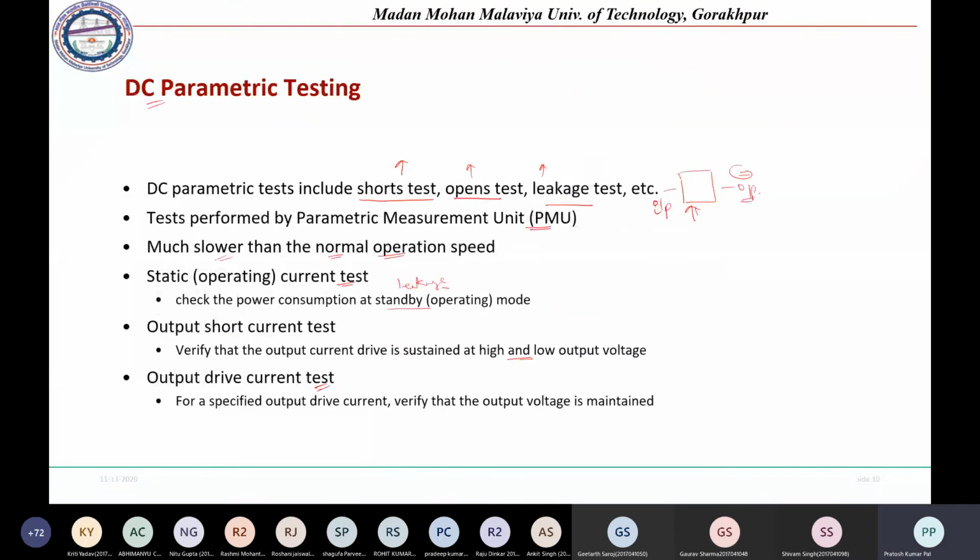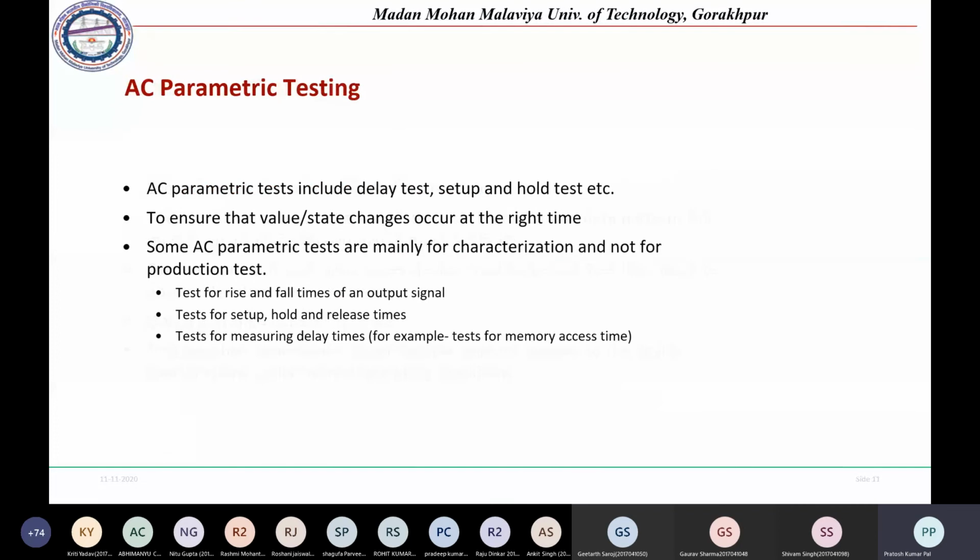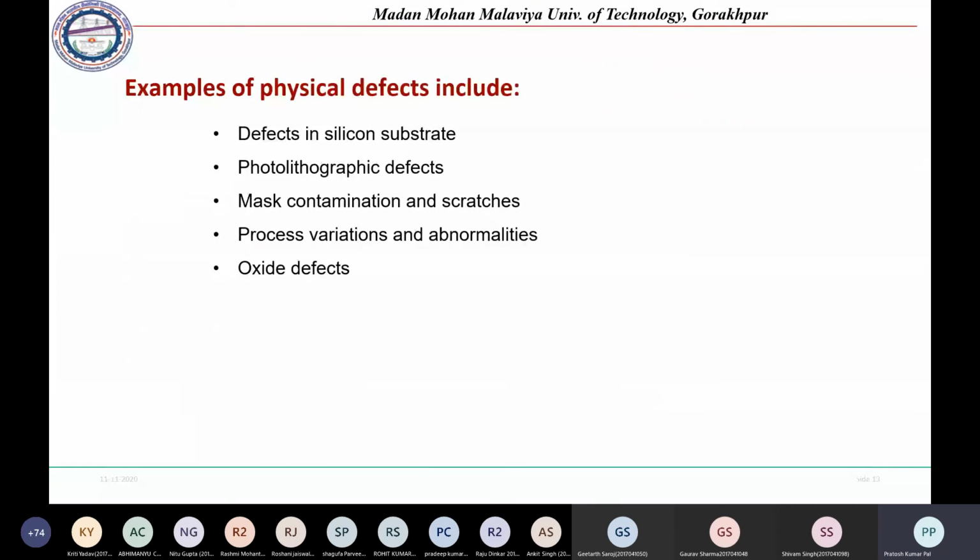But in characterization testing, it is before fabrication. If there is some error or some specifications are not met, then we can follow the previous step again, and then go for fabrication. So here back tracing is possible. This is just theoretical concepts.